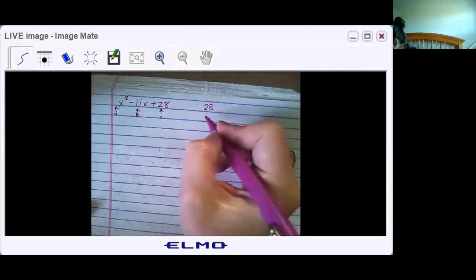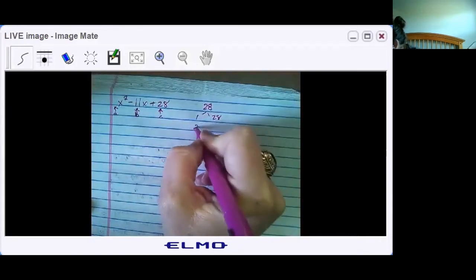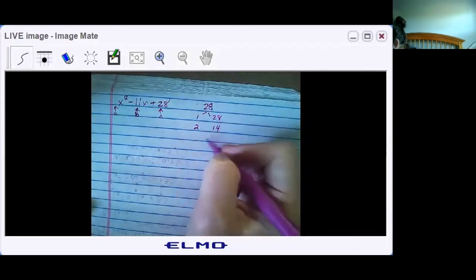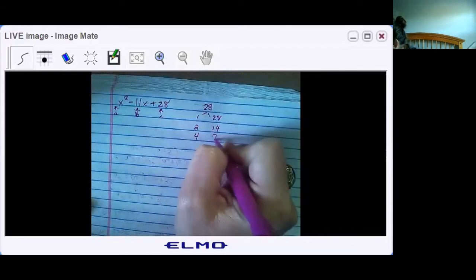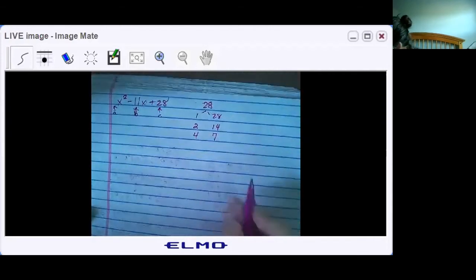So 28 is 1 times 28, or 2 times 14. See, 3 will not go into 28. 4 times 7. 5 won't go in, 6 won't go in, 7 won't go in. Okay, I'm all the way to the bottom.